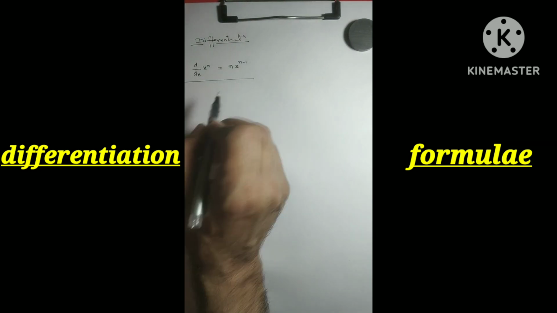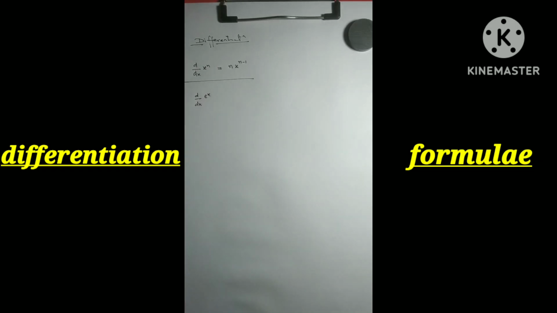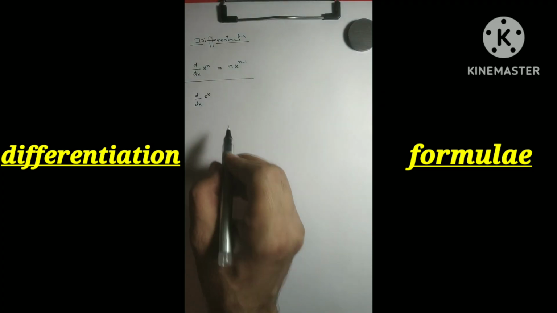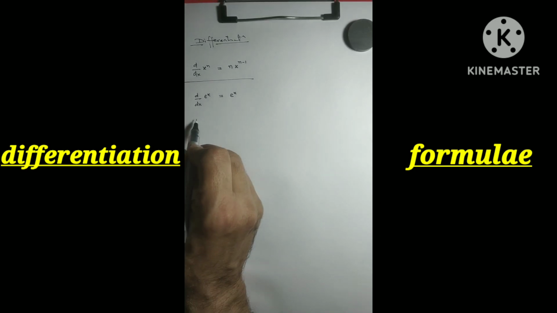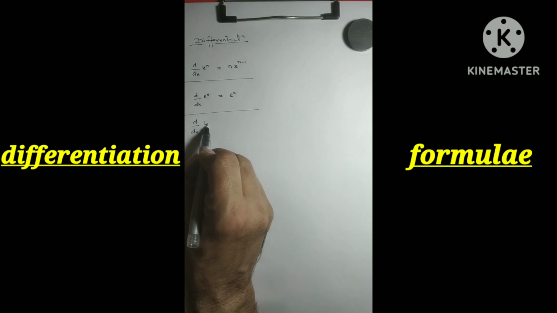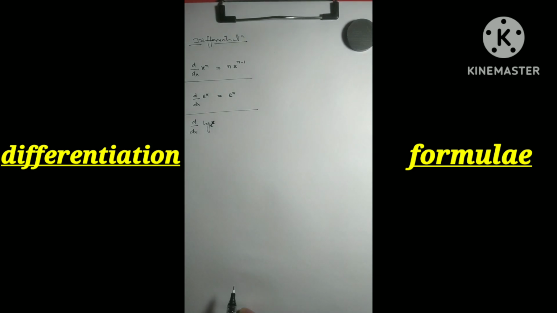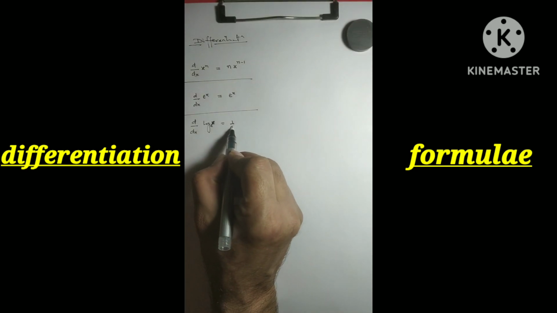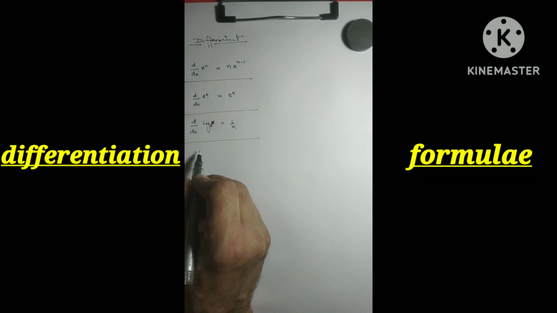Second is d over dx of e to the power x. E to the power x is exponential function and the result is e to the power x. D over dx of log x, and remember this is based on e, so the base is e, natural base, and result will be 1 over x. Fine. And what about the trig functions?